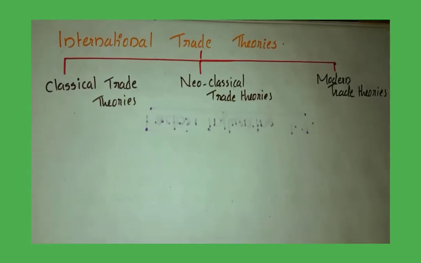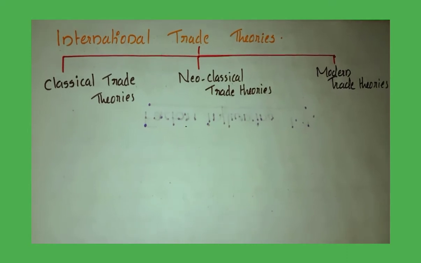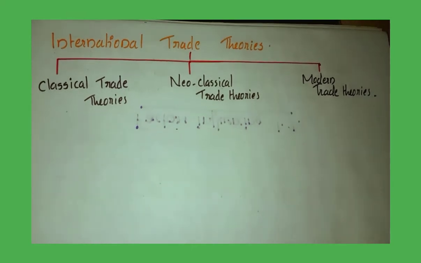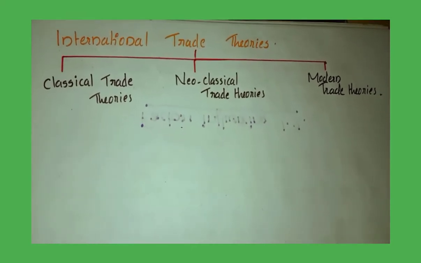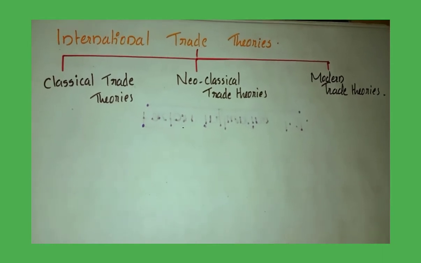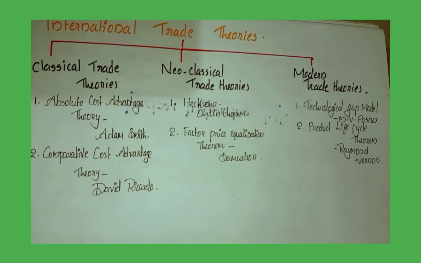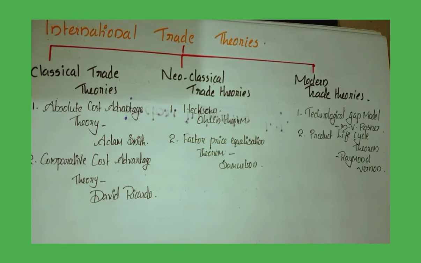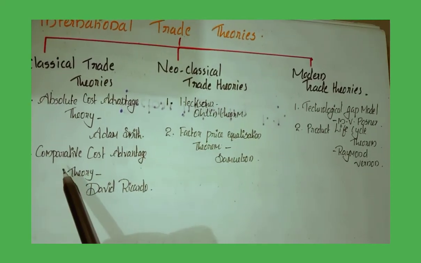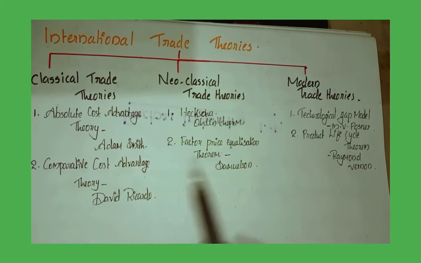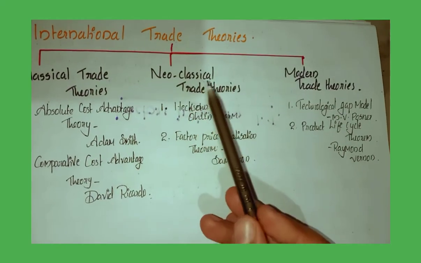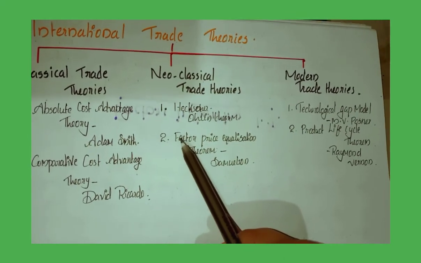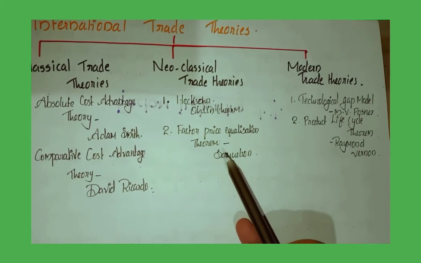The last topic is international trade theories. International trade theories are classified into three: classical trade theories, neoclassical trade theories, and modern trade theories. These are subdivided into different aspects. Classical theories are again classified into two: absolute cost advantage theory developed by Adam Smith and comparative cost advantage theory developed by David Ricardo. Then the neoclassical trade theories are the Heckscher-Ohlin theorem by Heckscher and Ohlin, and the factor price equalization theorem by Samuelson, which is an extension of the Heckscher-Ohlin theorem.